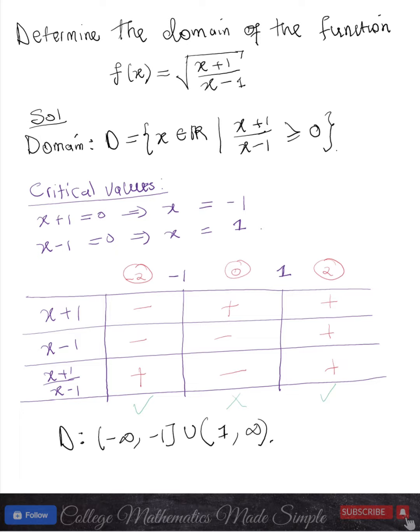Now observe that when x is equal to 1, this function is undefined because the denominator is 0. So meaning that in our interval, we are not going to include positive 1. That is why we have from negative infinity to -1 included, because at -1, this function is 0. Then union 1 not included to positive infinity.